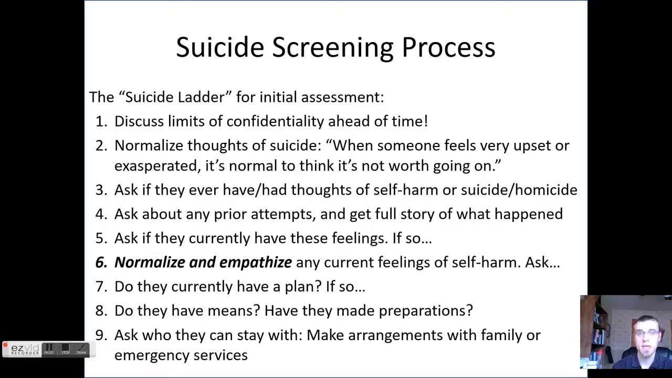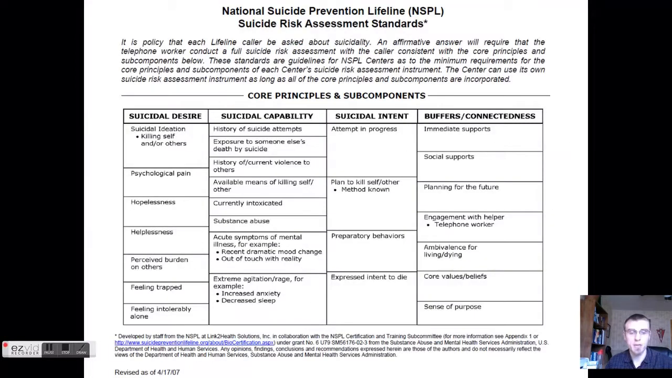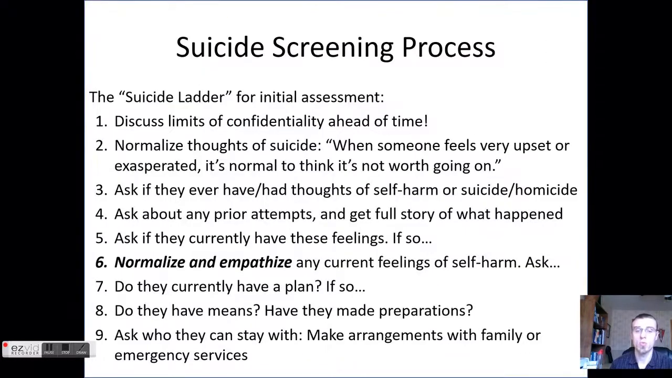So we want to give them time, normalize it, empathize with whatever reasons they have for wanting to or thinking about ending their life or ending somebody else's life. Ask them if they have a current plan. If so, do they have means? Have they made any sort of preparations? What's holding them back? Remember, that's the other part of this slide here too, the buffers. What reason do they have for not wanting to end their life right now?